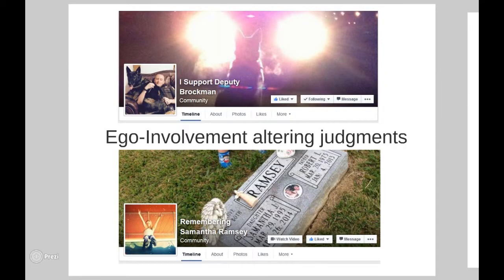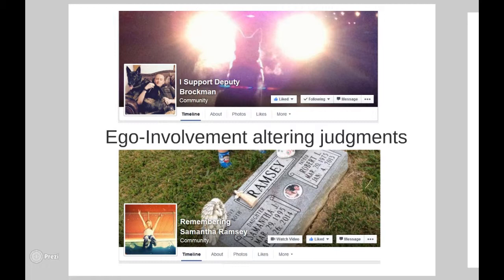As an example of ego involvement on these websites, you can see here 2 pages that were pulled up on Facebook and found in relation to this specific case of Samantha Ramsey and Deputy Brockman. Supporters of Deputy Brockman, family members, friends, and just an outpouring of community members who also have family members that are police officers in most cases, were the ones who liked I Support Deputy Brockman's community page. And then you have Remembering Samantha Ramsey's community page, which many people also joined, that were family, friends, or members of the same community where she grew up and went to high school.